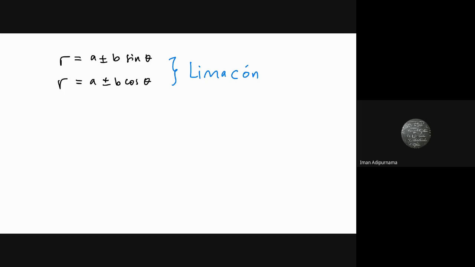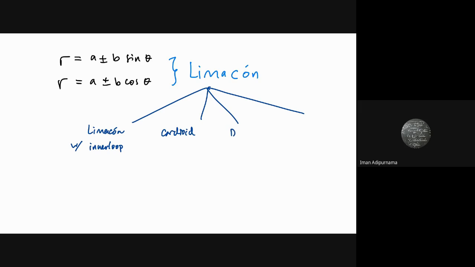And in limaçon, there are several types. Okay, so we have 4. This is limaçon with inner loop. This is the cardioid. This is a dimpled limaçon. And convex limaçon. And how the limaçon is made of, okay?